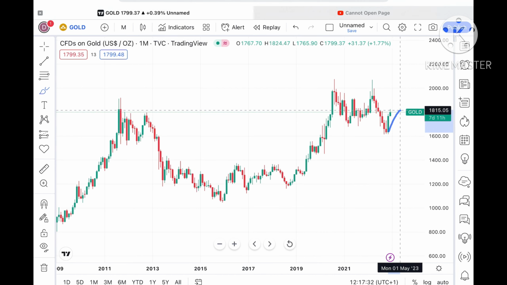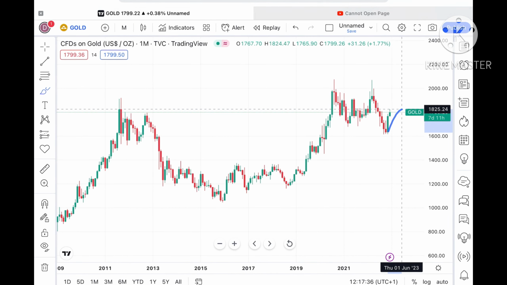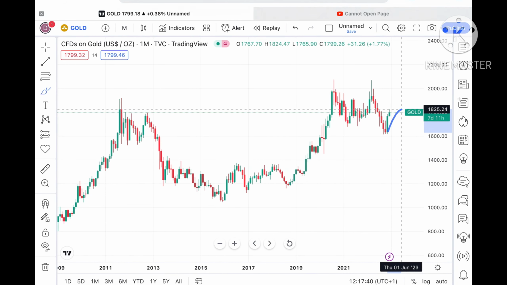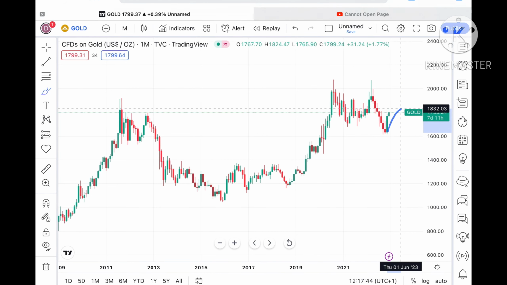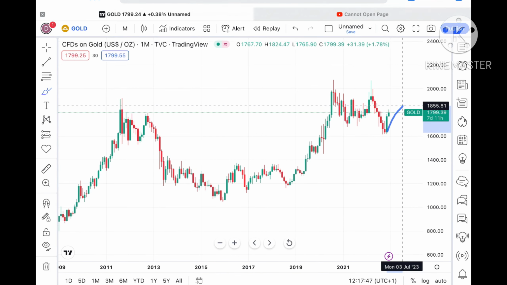As you can see in the monthly chart, there are clear points where if the price sustains above this level, it can go towards 1815, which is a weak resistance, so chances are high that we can see a level of $1825. $1825 is again a weak resistance, so chances are high that it can go towards 1832, and it can cross that zone and go towards a level of 1855.